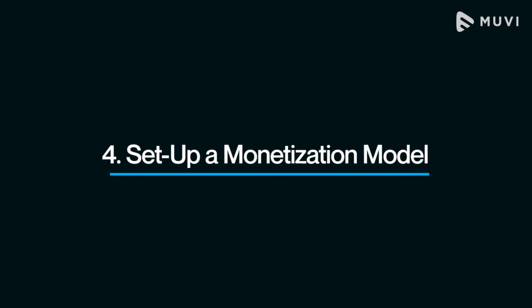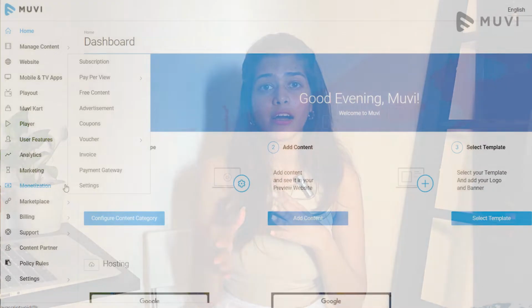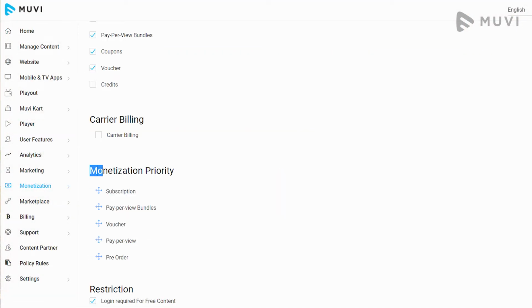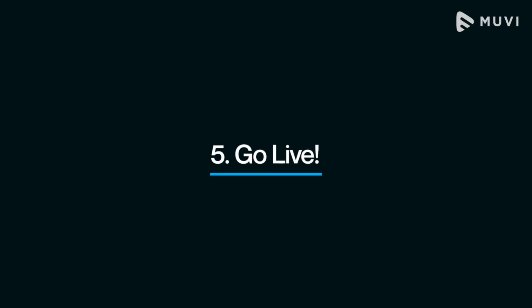Step 4 is setting up a monetization model for your platform. Now Muvi provides a plethora of options to help you monetize your videos. These are SVOD, TVOD and AVOD. You can select which monetization method is more suitable and appropriate for your content. Muvi lets you monetize your live streams and on-demand videos and audios as well. All you've got to do is go to your CMS, pick the monetization method that you think is more appropriate, and you are set. The fifth step is go live.